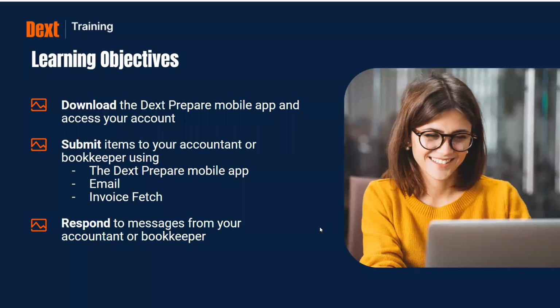Here are the learning objectives. First, how to download the Dext Prepare mobile app and access your Dext account. Secondly, how to submit receipts to your accountant or bookkeeper using Dext Prepare mobile app, emailing things in, or invoice fetch. Lastly, how to respond to messages from your accountant or bookkeeper.